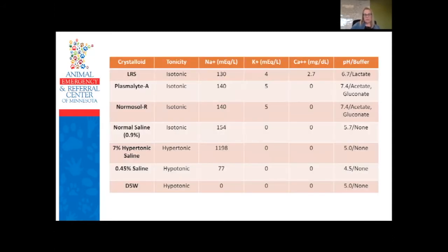So breaking down our types of fluids a little bit further, we'll start by looking at our isotonic options. LRS, Plasma-Lyte, and Normosol-R are all buffered isotonic crystalloids. When we're looking at the specific buffers, Plasma-Lyte and Normosol-R are buffered with acetate and gluconate. Acetate and gluconate are metabolized by the muscles and then with some metabolization by the liver, compared to LRS that's buffered with lactate.